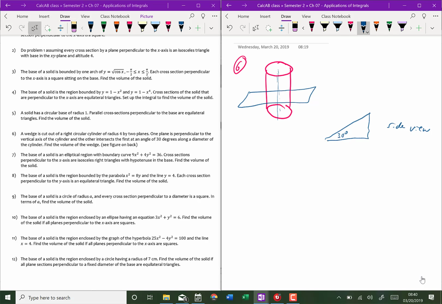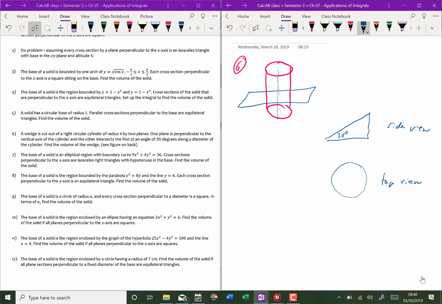So let's keep going. A wedge is cut out of the right circular cylinder. One plane is perpendicular to the vertical axis of the cylinder, and the other intersects the first at an angle of 30 degrees along the diameter of the cylinder. Yep, that's all I need. So this wedge is cut out that way. And then height-wise, if I look down, this is going to be a top view. This is what it's looking like.